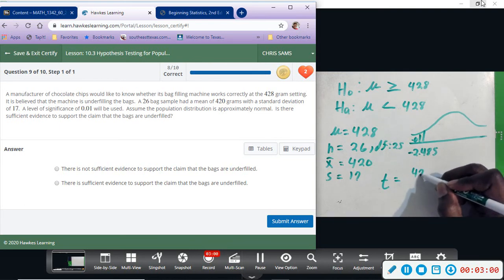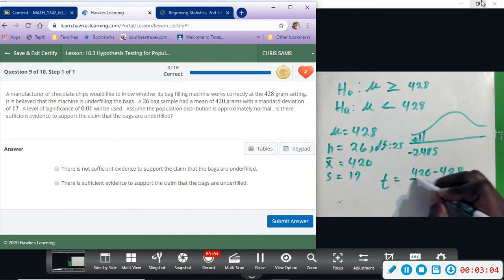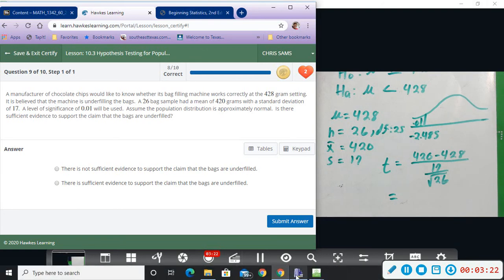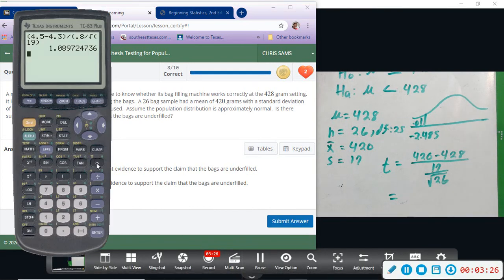The sample mean 420 minus the true mean 428, over the sample standard deviation 17 divided by the square root of the sample size 26. So we're going to find our test value. In parentheses, 420 minus 428, divided by 17 divided by the square root of 26. We get negative 2.399, which rounds to negative 2.4.